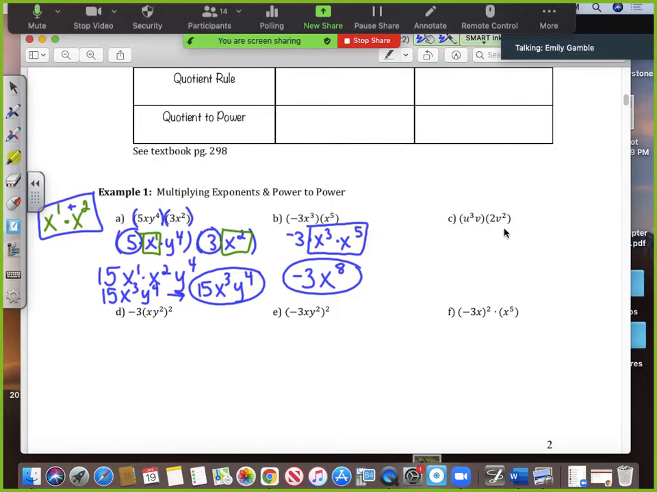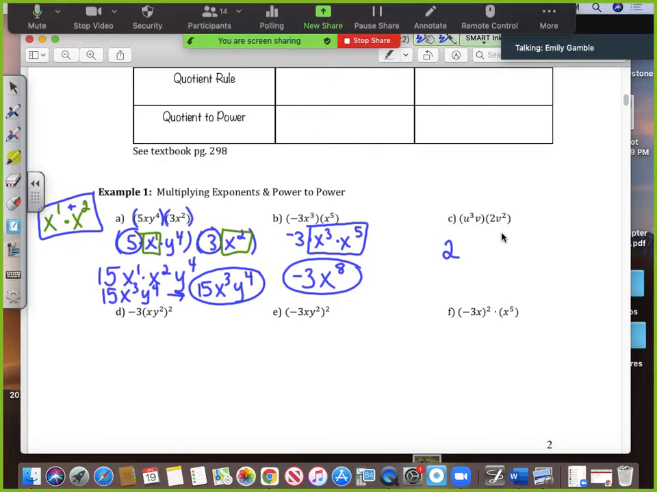All right, moving down the line, we just have to be careful because the U's and V's look very similar with this format, this font that we're using. So I see U to the 3rd power times V times 2 times V squared. The first thing I'm going to do is move the coefficient numbers all the way to the left. That means that 2 there. I'm going to take the 2 and write that first. There's nothing I need to multiply with it, so it's just going to stay 2.